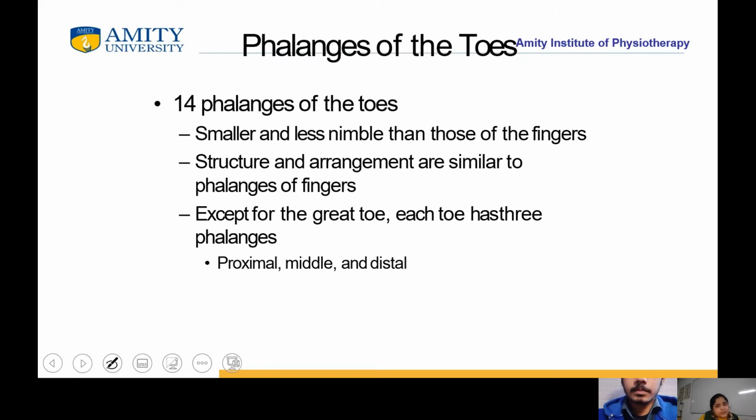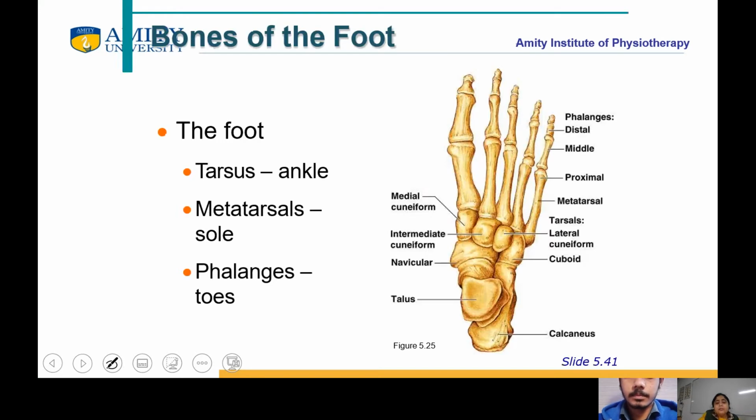Now, when we talk about the phalanges of the toes, there are 14 phalanges of the toes. They are smaller and less nimble than those of the fingers. Structure is similar to the phalanges of the finger, except for the great toe. Each toe has 3 phalanges, that is proximal, middle and distal. The same thing happens in the upper limb. Bones of the foot, this is how they look.